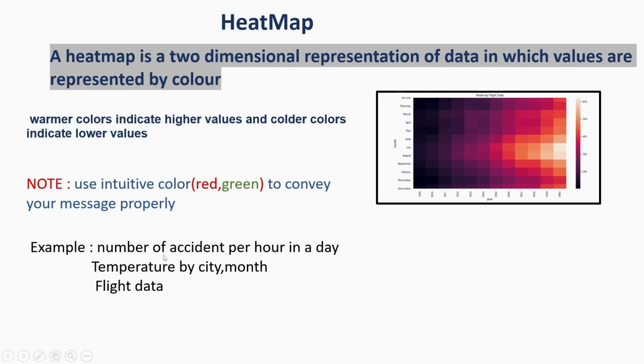An example of this is the number of accidents per hour in a day. You can visualize it using a heat map. Other examples are temperature by cities and months, and flight data. We can visualize a heat map using an Excel chart. We have to do it using conditional formatting. So let's jump into Excel and learn about the heat map.